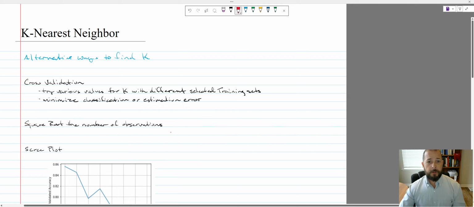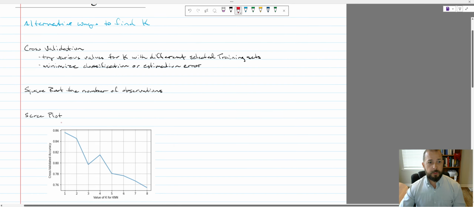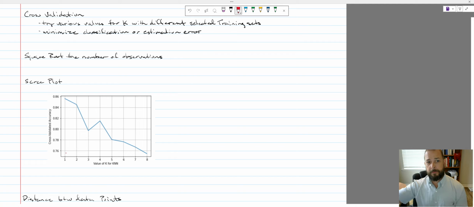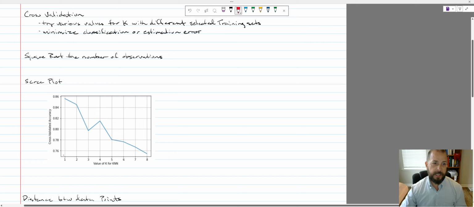All right. Another way of determining K is through a scree plot. This is where you take different values of K, starting with K equals 1 in this instance, and then iterating up by different values of K. So K equals 1, 2, 3, 4, all the way up to some value. And then you measure the accuracy of your cross-validation measurements at K equals 1. What's the best result you got here? What's the best result you got at K equals 2?